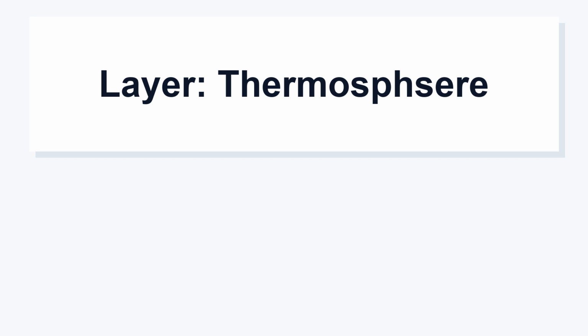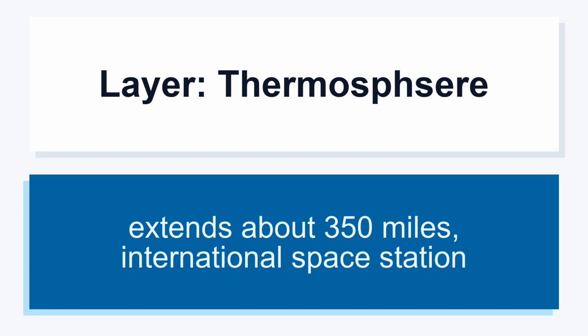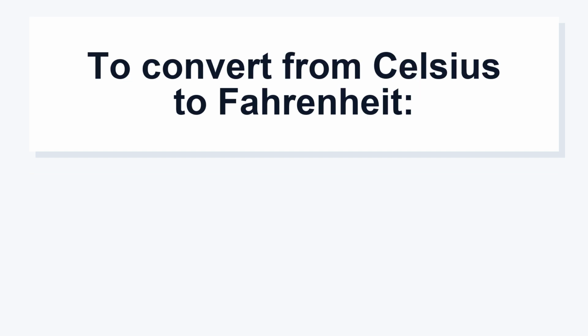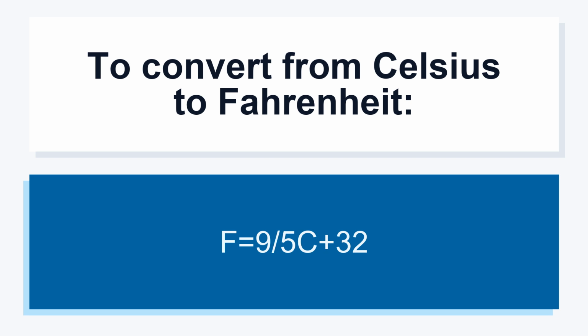Layer, thermosphere: extends about 350 miles, International Space Station. To convert from Celsius to Fahrenheit: F = 9/5 C + 32.